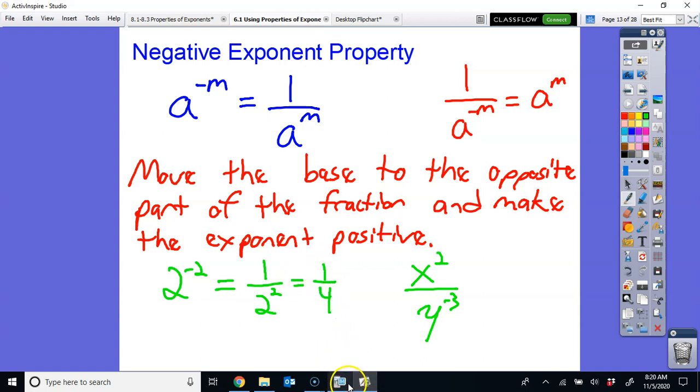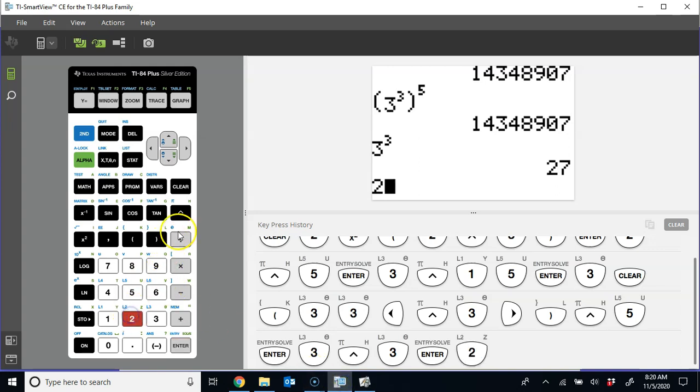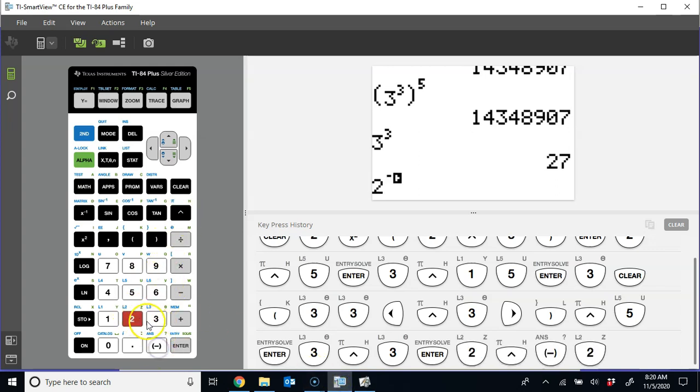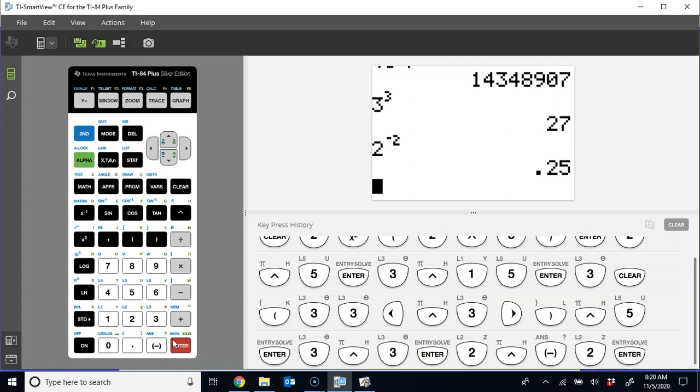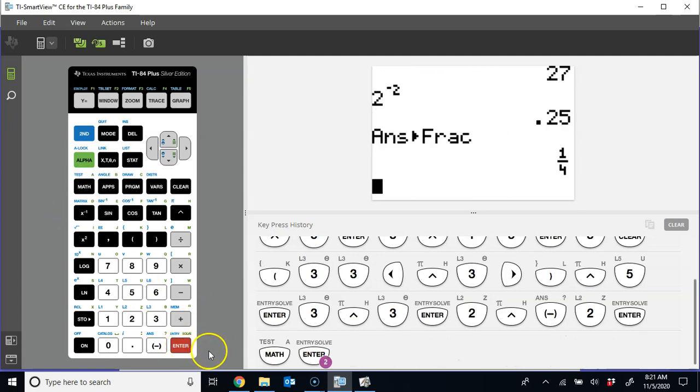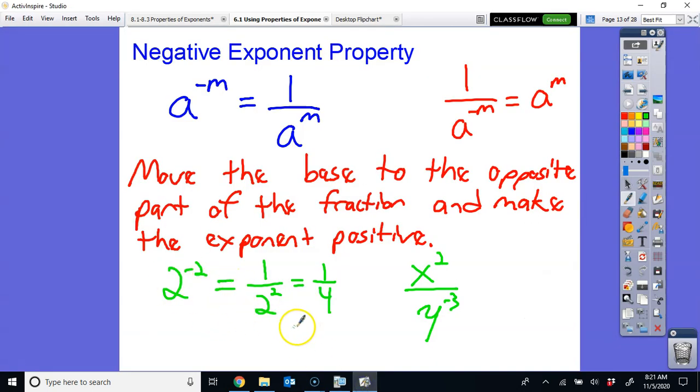Now let me show you in the calculator. If you did 2 raised to the negative second, you would get 0.25, which is, math, enter, 1/4. So that's why that's happening that way. And I know that's kind of weird, but raising something that is a base to a negative power tends to make those decimals and those smaller numbers. And we'll see that when we look at exponential functions as well.